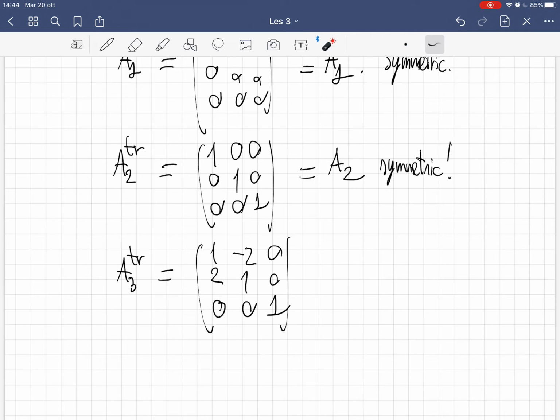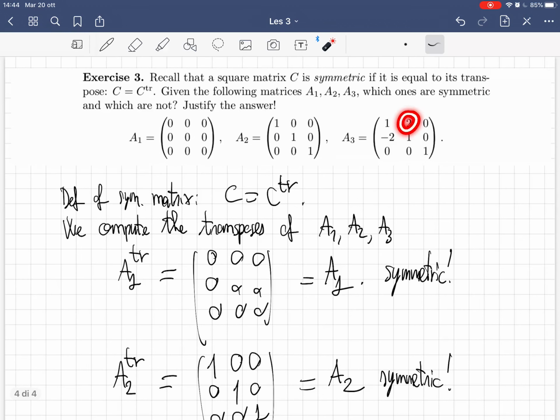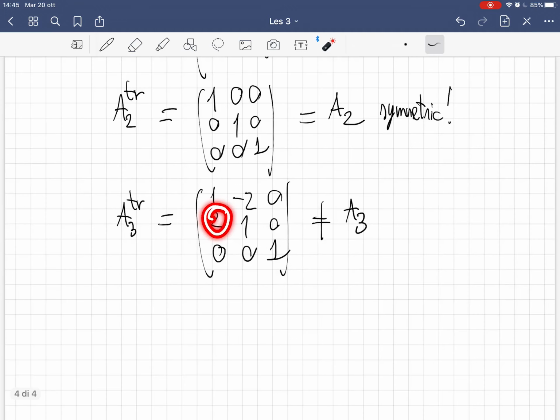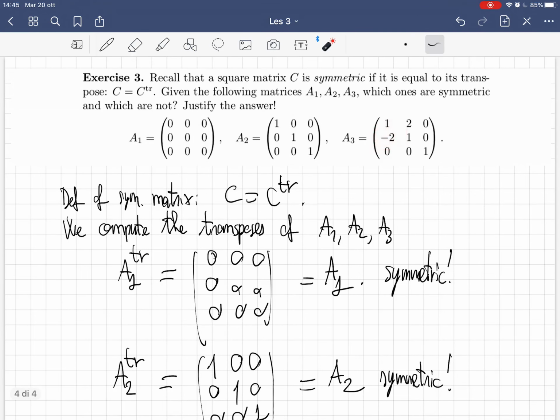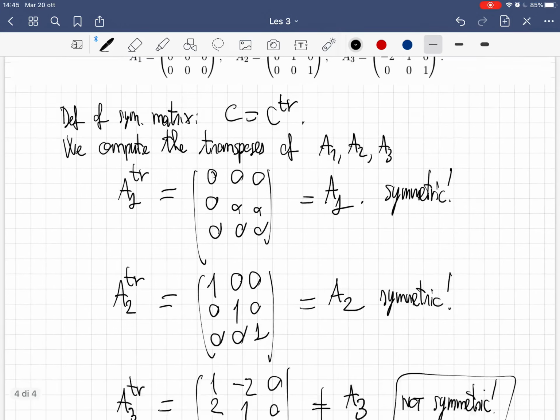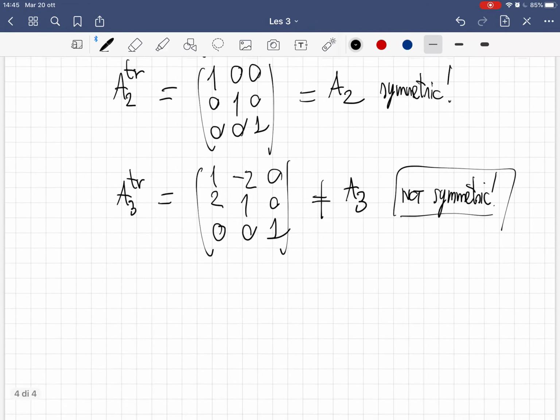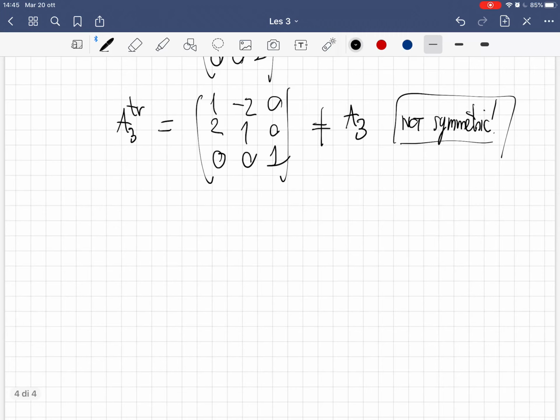Very good. And then you see by direct inspection that this is not A3, because here you have minus 1, whereas here you have 1, and also here you have 1, whereas here you have minus 1. So it's not symmetric. And this is it. This is actually everything. So it was actually very short, this last exercise.